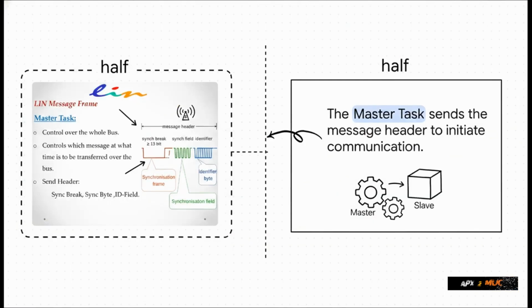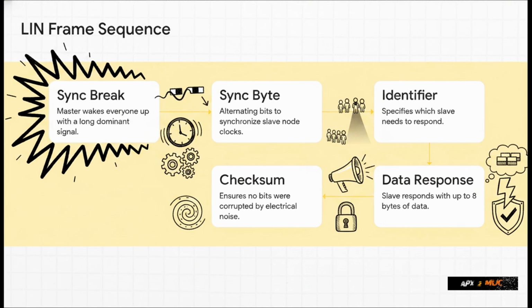Unlike CAN, where any node can just jump in and initiate a message, every single LIN message frame is split into 2 very clean halves. The first half is the header, which is always sent by the master to announce the task. The second half is the response, which actually contains the data. Sometimes this includes diagnostic frames to check system health, and it's filled in by the designated slave node, or occasionally, even the master itself. So here's exactly how this deterministic sequence plays out. First, the master wakes everyone up with a sync break, just a long dominant signal.